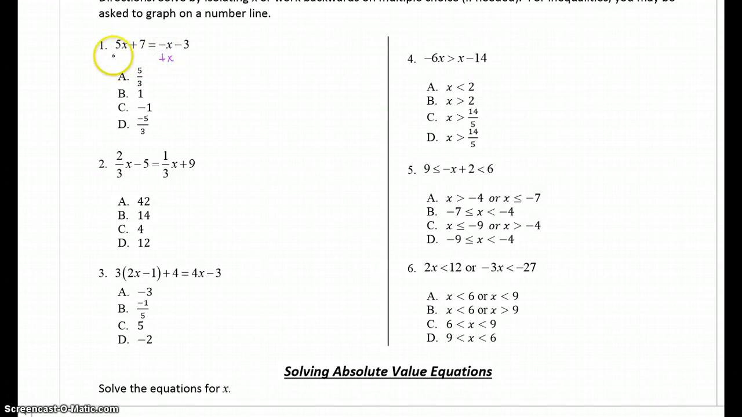So this is just a simple equation. We are going to add x to both sides, and we get 6x plus 7 equals negative 3. Subtract 7 from both sides, and you get 6x equals negative 10. Divide by 6, and you get negative 10 over 6. Now notice that doesn't match any of our answers, but we can reduce by 2, and we get negative 5 over 3.